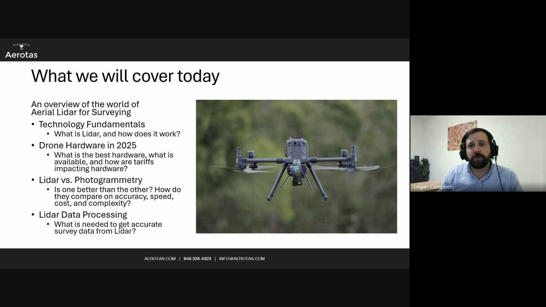And then we're going to go over the basics of data processing, what a data processing workflow actually looks like, what the different steps are to go from actually flying a LiDAR drone to getting to the final deliverables. Those are what we're covering.